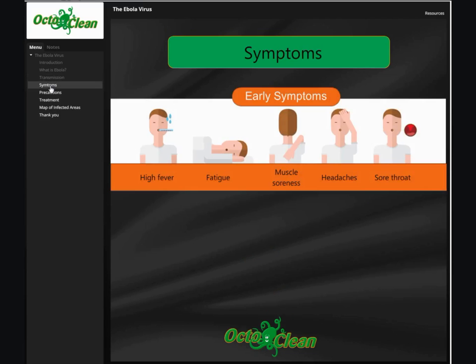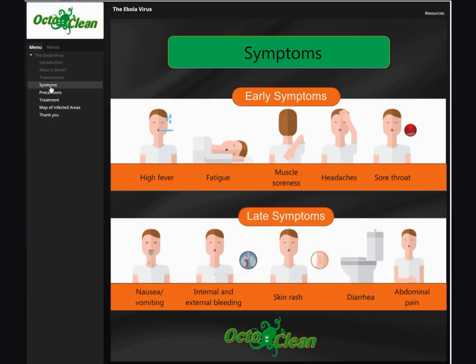What are the symptoms of the Ebola virus? Early symptoms include high fever, fatigue, muscle soreness, headaches, and sore throat. The later symptoms include nausea or vomiting, internal bleeding and external bleeding, skin rash, diarrhea, and abdominal pain.